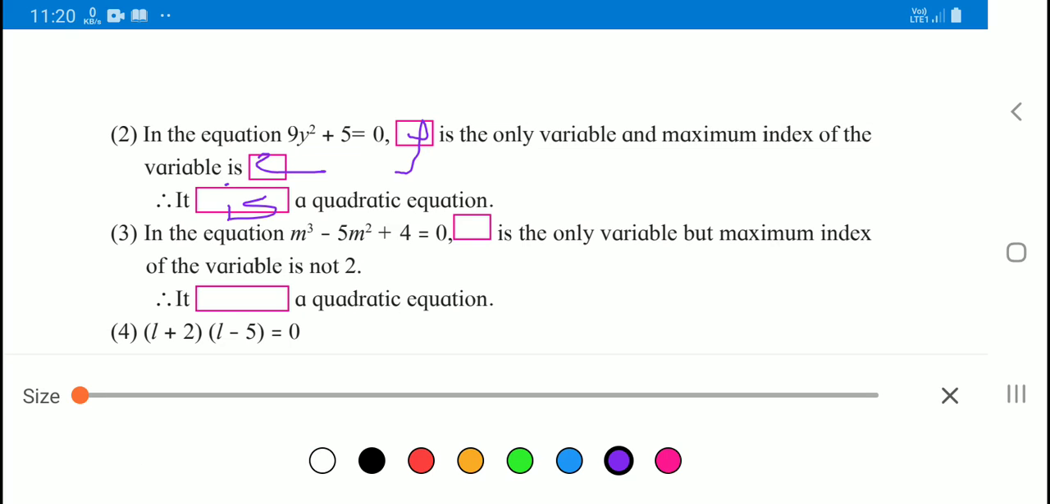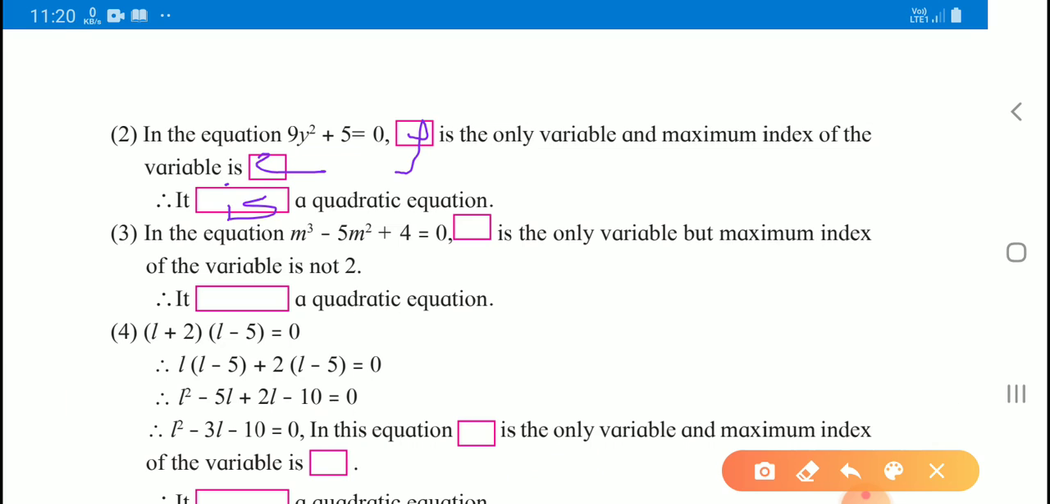Okay. Now next we will take the equation m cube minus 5m square plus 4 is equal to 0. Which is the variable here? m is the only variable, and the maximum index of the variable is not 2. So it is not a quadratic equation.